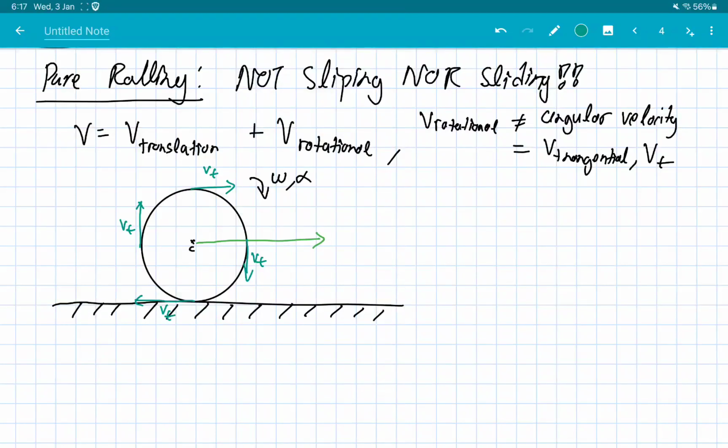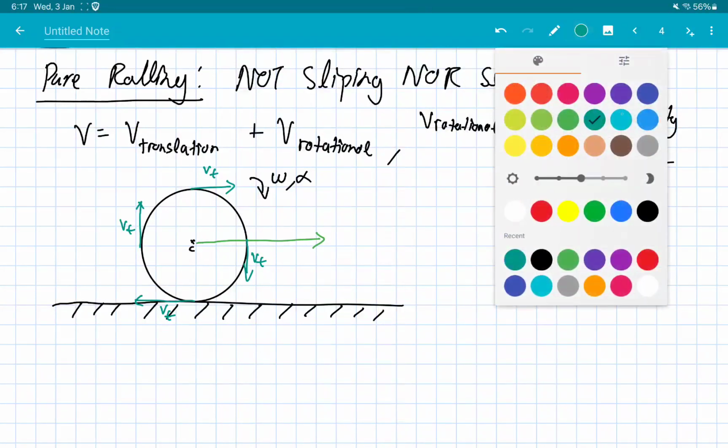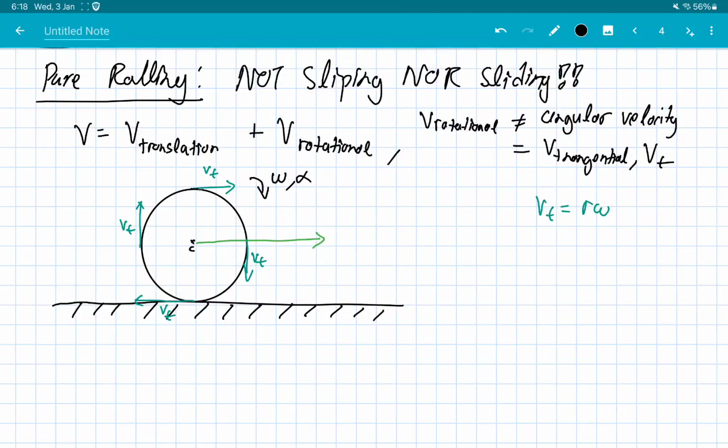Some of your professors may always reference AN and AT, and say V is equal to Rw. But what kind of V is this? It is actually your Vt. So the formula you want to understand is Vt equals Rw, given that R is the radius of your circle or wheel.